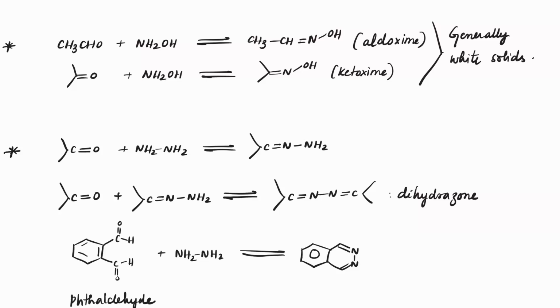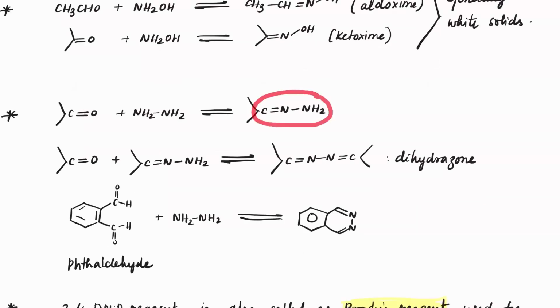C double bond O with NH2 NH2. If you compare, this oxygen and this H2 can be released out. So you will get this as C double bond N and NH2 form. Okay. So this is hydrazone. Correct. We learned this as hydrazone.